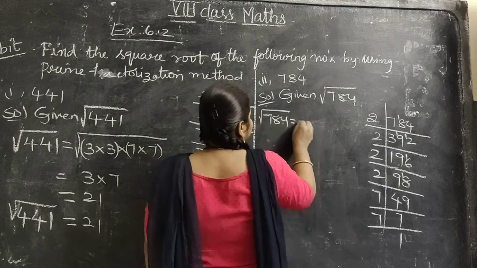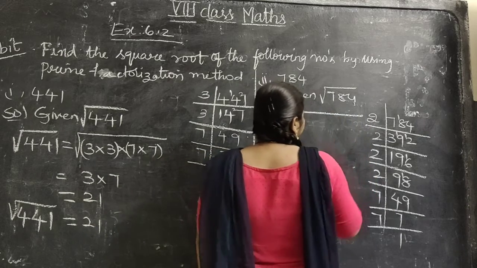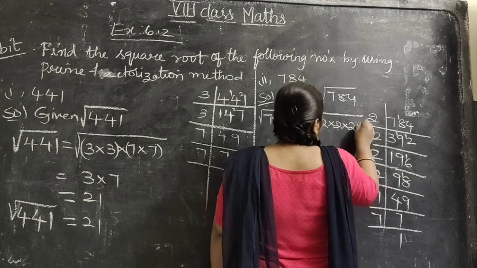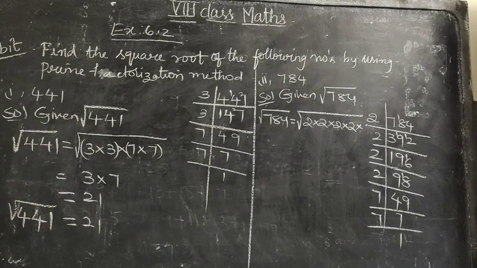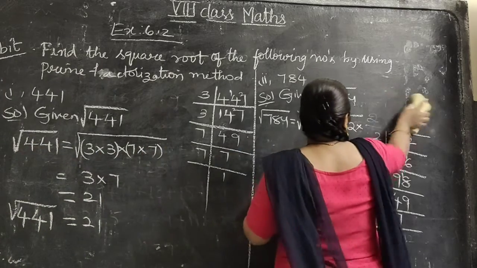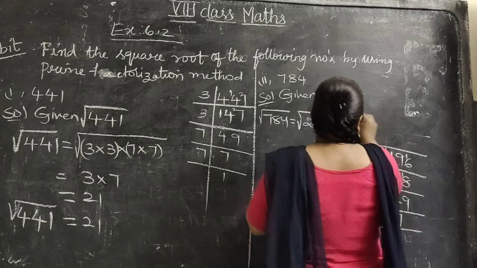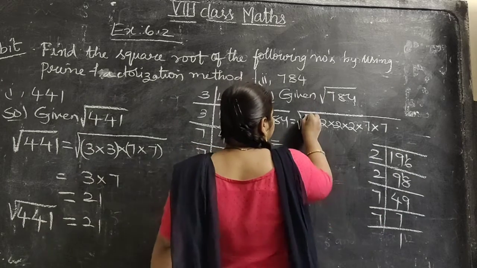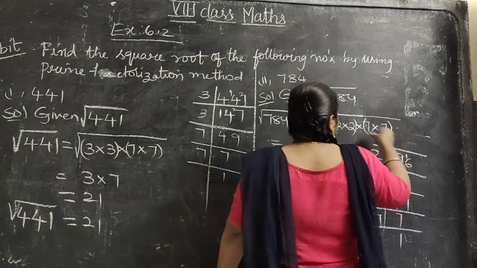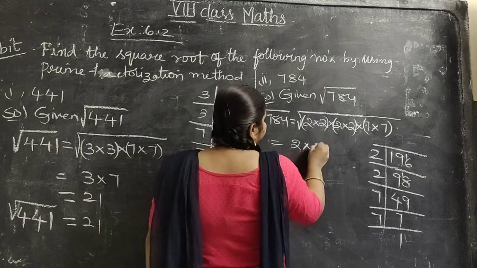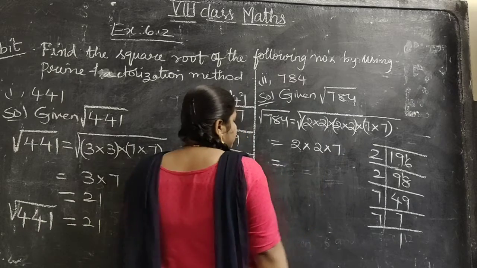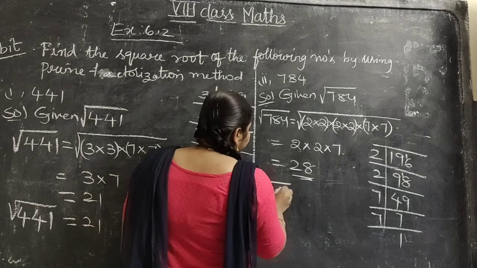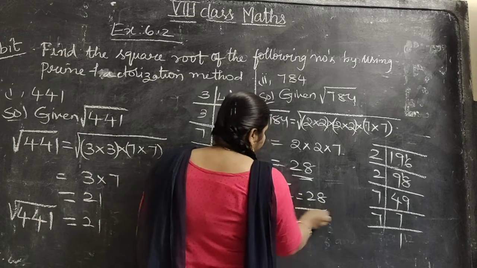So what values did you get here? Square root of 2 into, how many 2s are you having? 4 2s, into 2 7s. So how to find the square root here? From two values, two equal factors, we have to take only one equal factor. 2 into 2 into 7. So 7 2s are 14, 14 2s are 28. So square root of 784 is how much? 28.